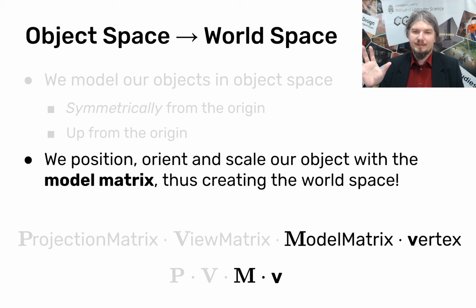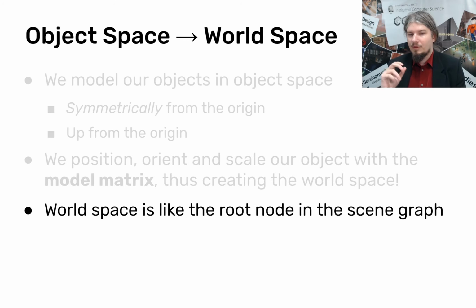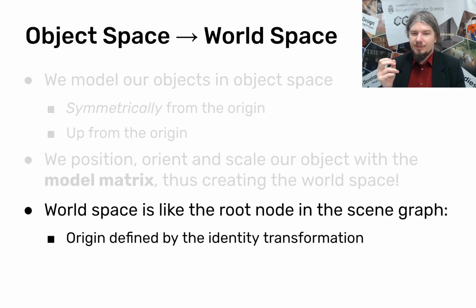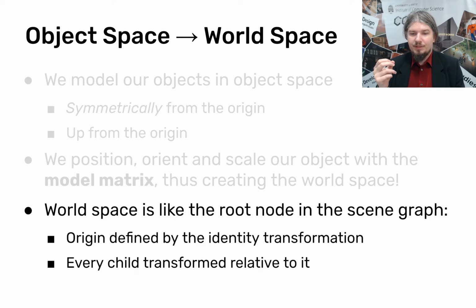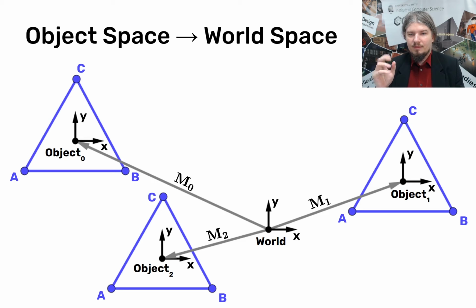our world space. So in the world we have somewhere our world origin, and when we put our objects into our world, well, they're initially all in this world origin, but then the model matrix moves them or rotates or scales them around in our entire 3D world. So the world space is kind of the root node in the scene graph. Its origin is defined by the identity transformation, and every child, every object is transformed relative to it, like this.